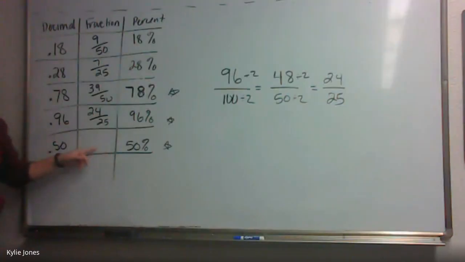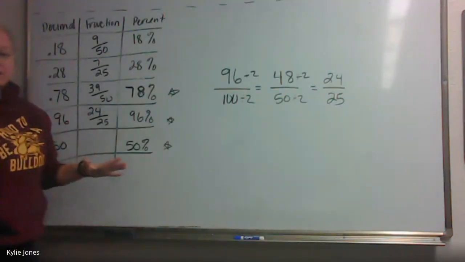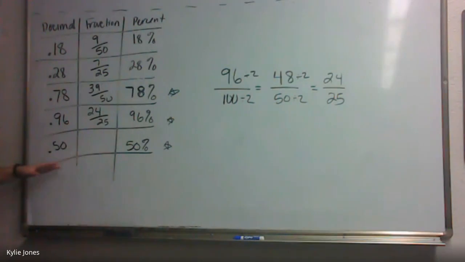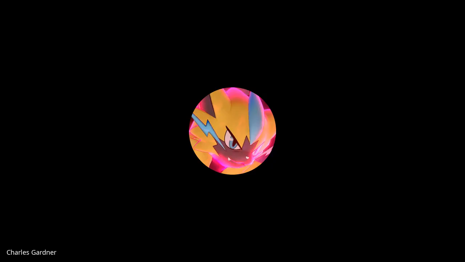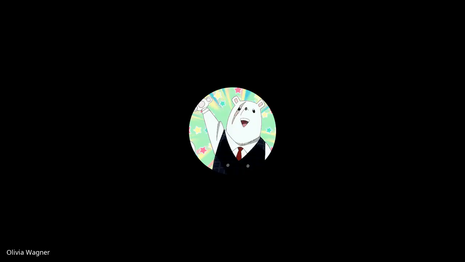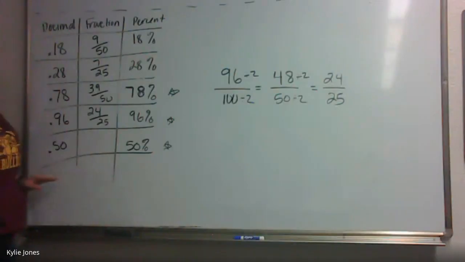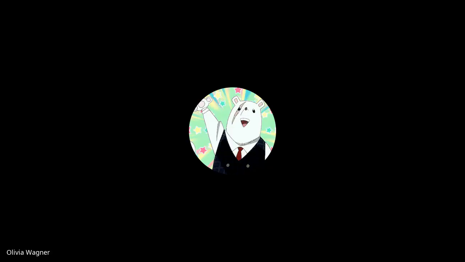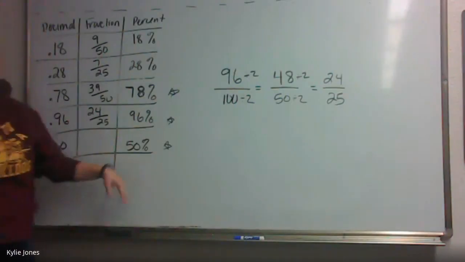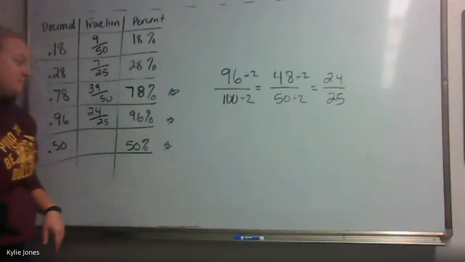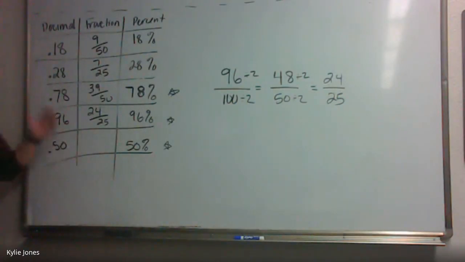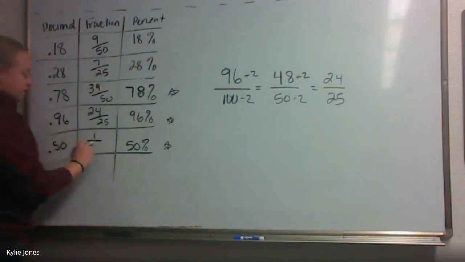And our last one, 50%. I'm going to give you guys a little hint. This is one that, after this week, I hope you guys can just kind of memorize. One half. If something is 50%, it is one half of something. If you get the number 0.5, it's one half. So this one is just one half.